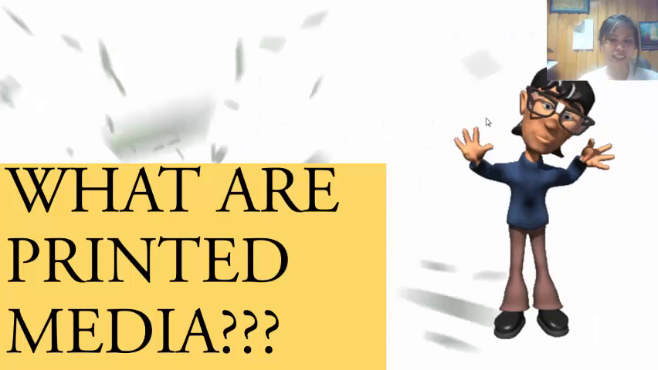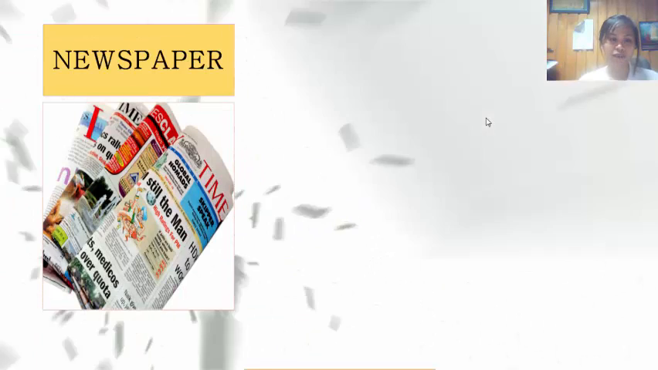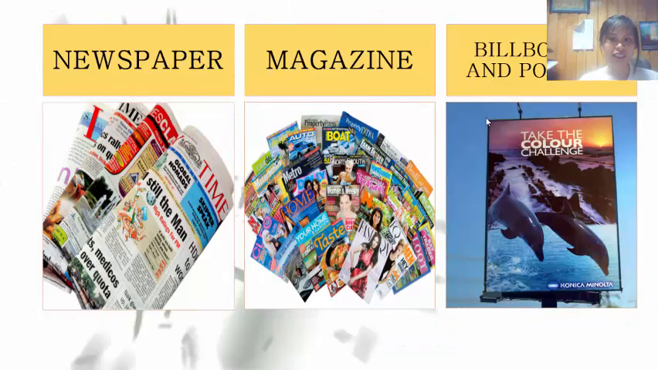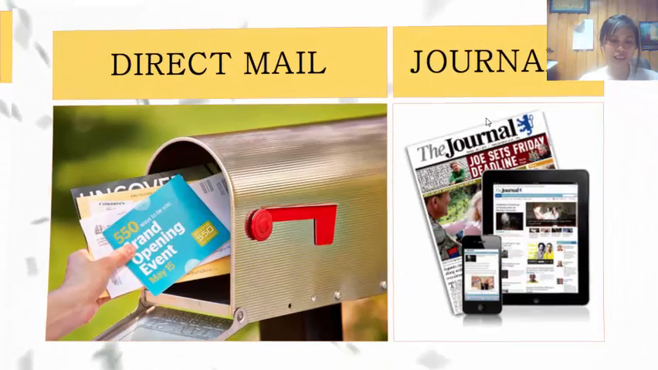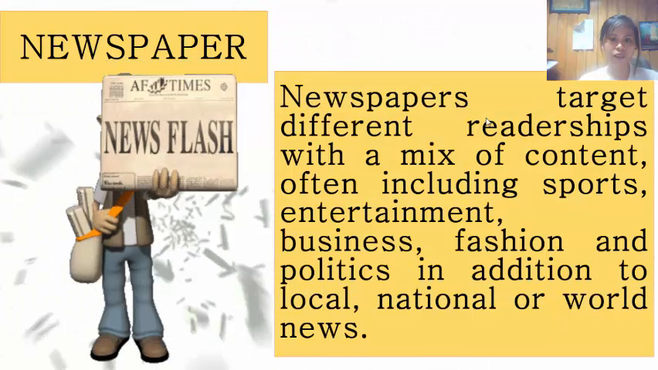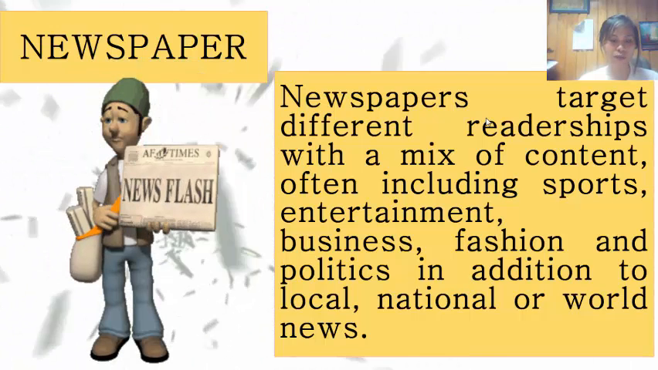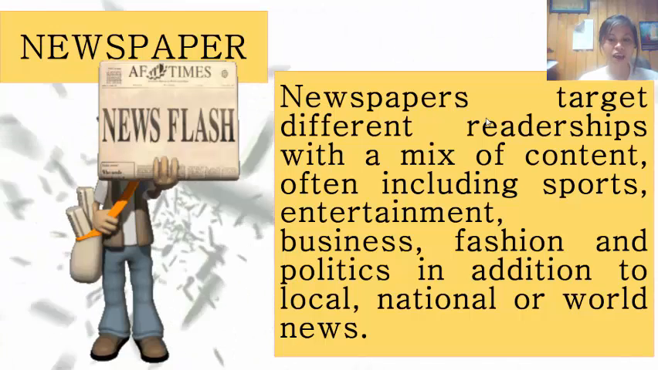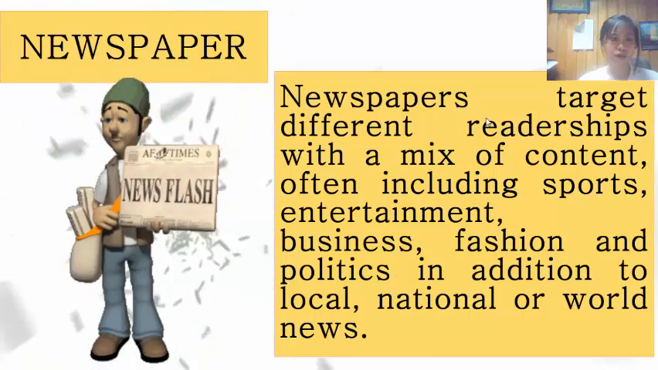So what are these examples of printed media? First, we have newspaper, magazine, billboards and posters, direct mail, and journals. First up, we have newspaper. So what is a newspaper? Newspaper targets different readership with a mix of content, often including sports, entertainment, business, fashion, and politics in addition to local, national, or world news.